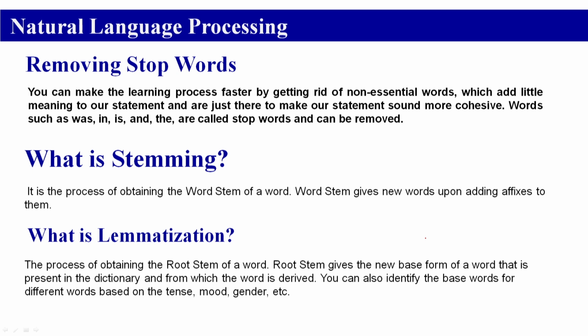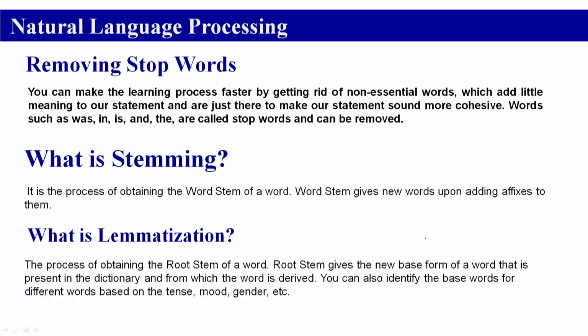So then we can also do stemming. This is a process of obtaining the word stem of a word. You know stemming, for a plant or tree there is a stem, right? So a word stem gives new words upon adding affixes to it. You can add a prefix or suffix, you understand, right? You can add an affix after the word and make a new word from the stem.